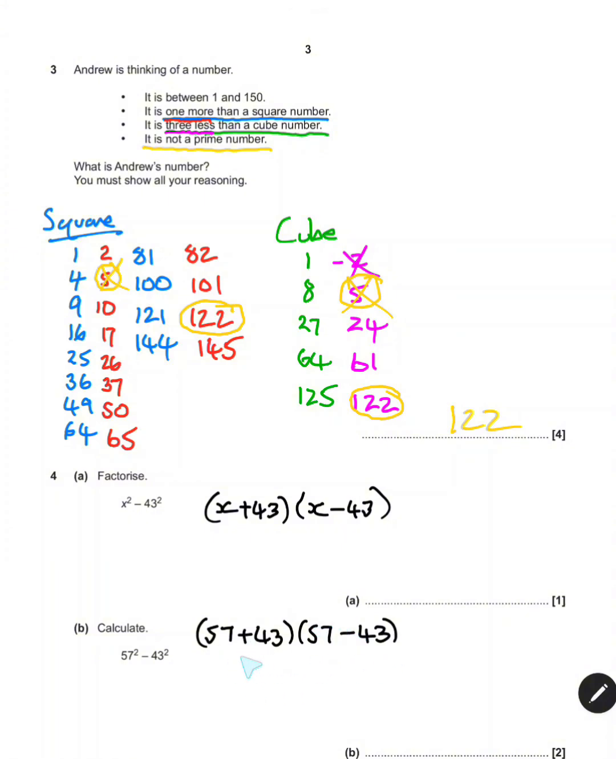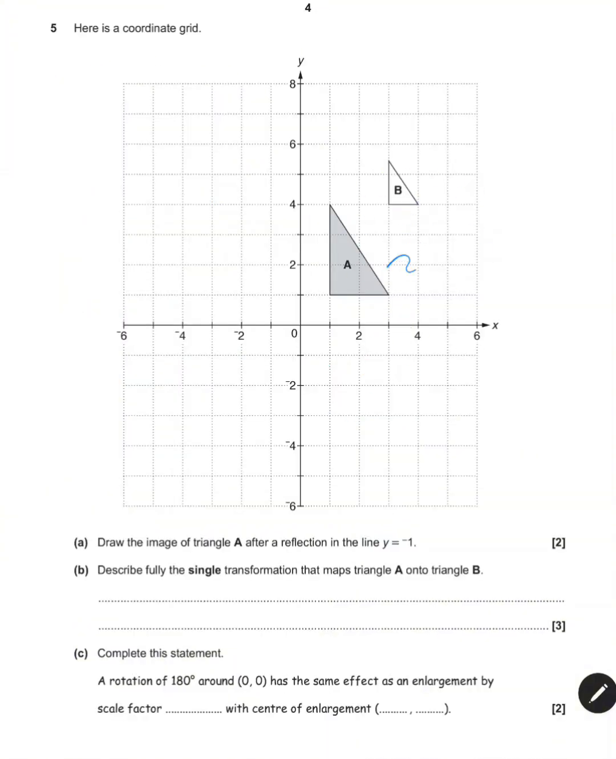Because we've got pure numbers here, we can actually work these out. 57 add 43 is 100. 57 take 43 is 14. And remember, when you've got double brackets, you've got a multiplication. So this is 100 times 14. Well, 14 times 100 is 1400. Question 5, we're looking at two triangles.